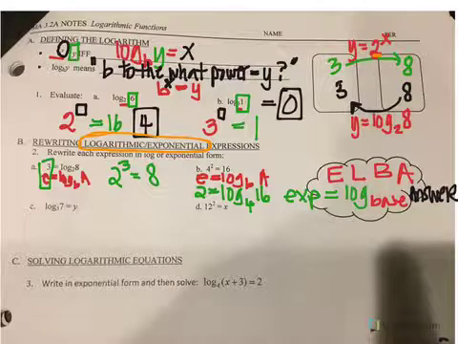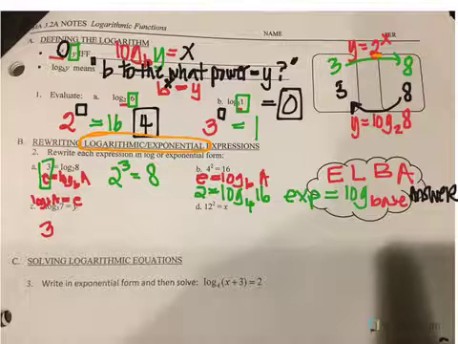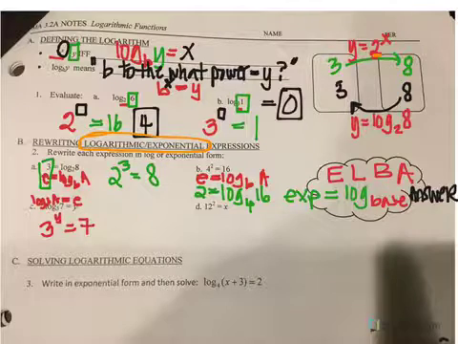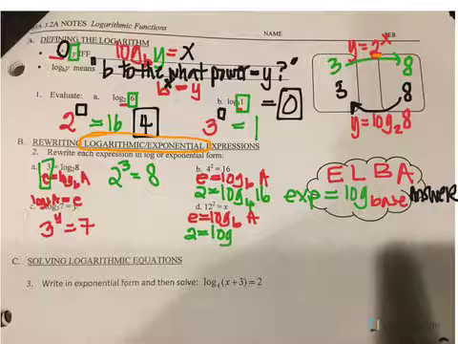Okay, let's try it again. ELBA. This guy's the base. Okay. This time the ELBA goes this way. ELBA. 3 is the base, y is the exponent, 7 is the answer. ELBA. The exponent was 2. The base was 12. The answer to the problem was x.